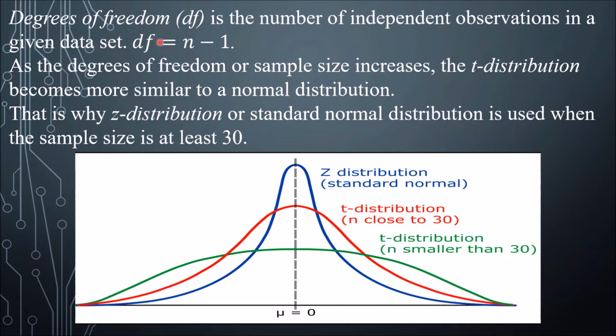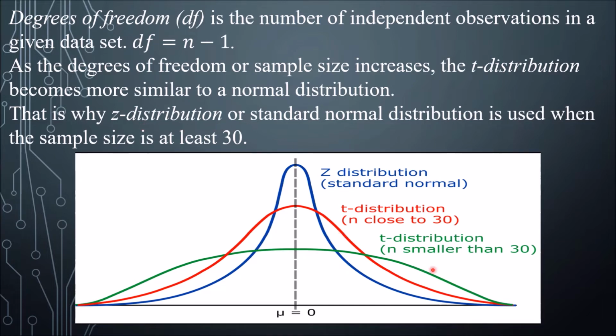Let's have this term, degrees of freedom. This is the number of independent observations in a given data set. So the degrees of freedom is just the number of samples minus 1, or n minus 1. Now, as the degrees of freedom or sample size increases, the t distribution becomes more similar to a normal distribution. That is why the z distribution, or standard normal distribution, is used when the sample size is at least 30. So if it is less than 30, we will be using t distribution. If it is at least 30, we will be using z distribution.